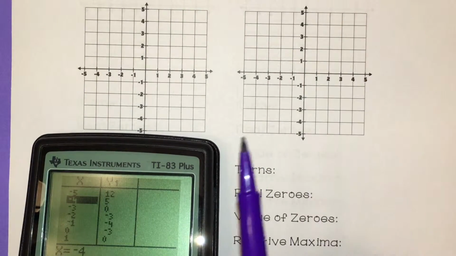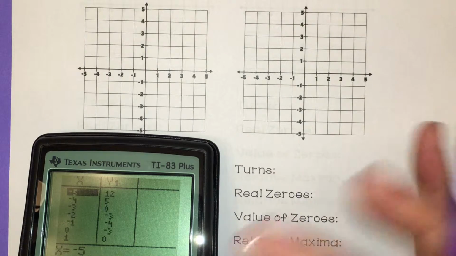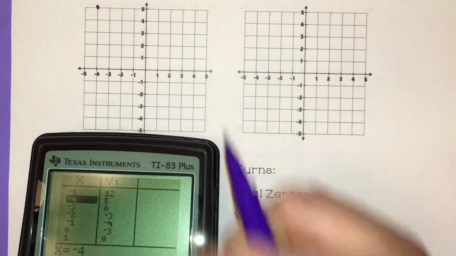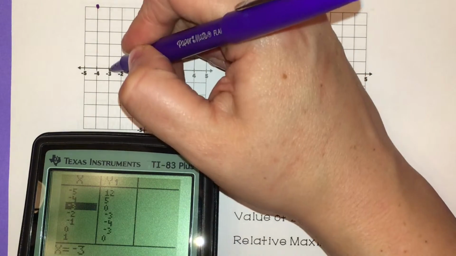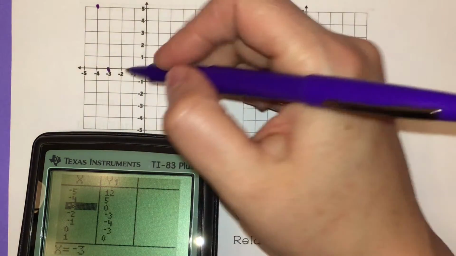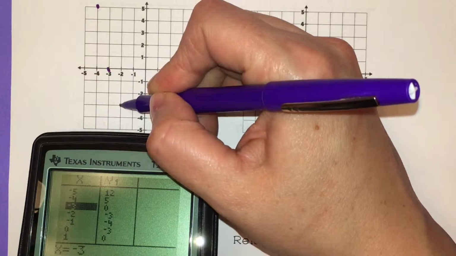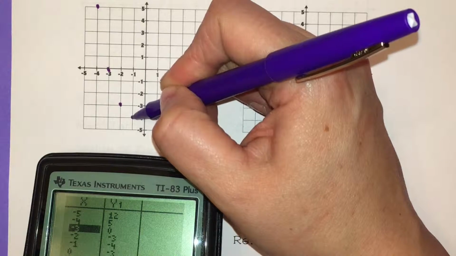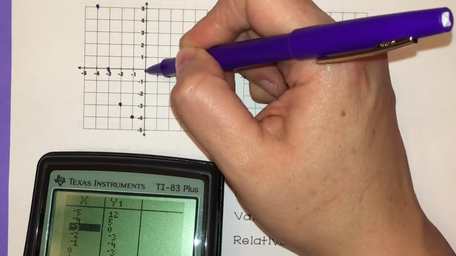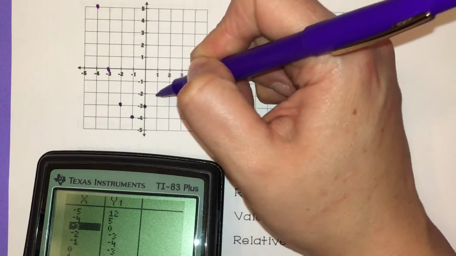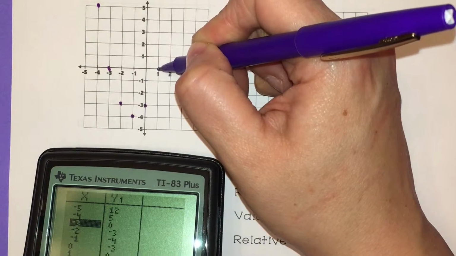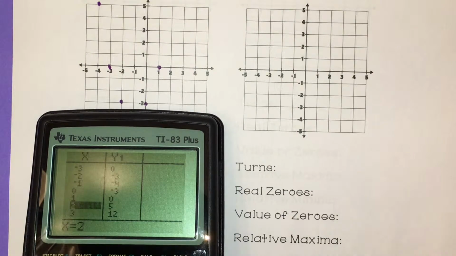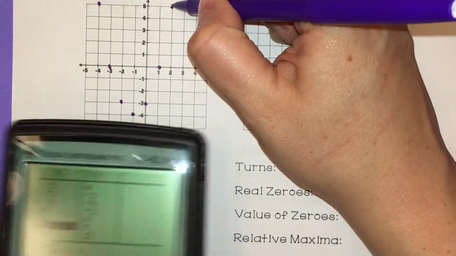So this tells me when x is negative 5, y is 12. That's off my graph. When x is negative 4, y is 5. When x is negative 3, y is 0. When x is negative 2, y is negative 3. When x is negative 1, y is negative 4. When x is 0, y is negative 3. When x is 1, y is 0. Let's keep going down, see if there's others. One more. When x is 2, y is 5.